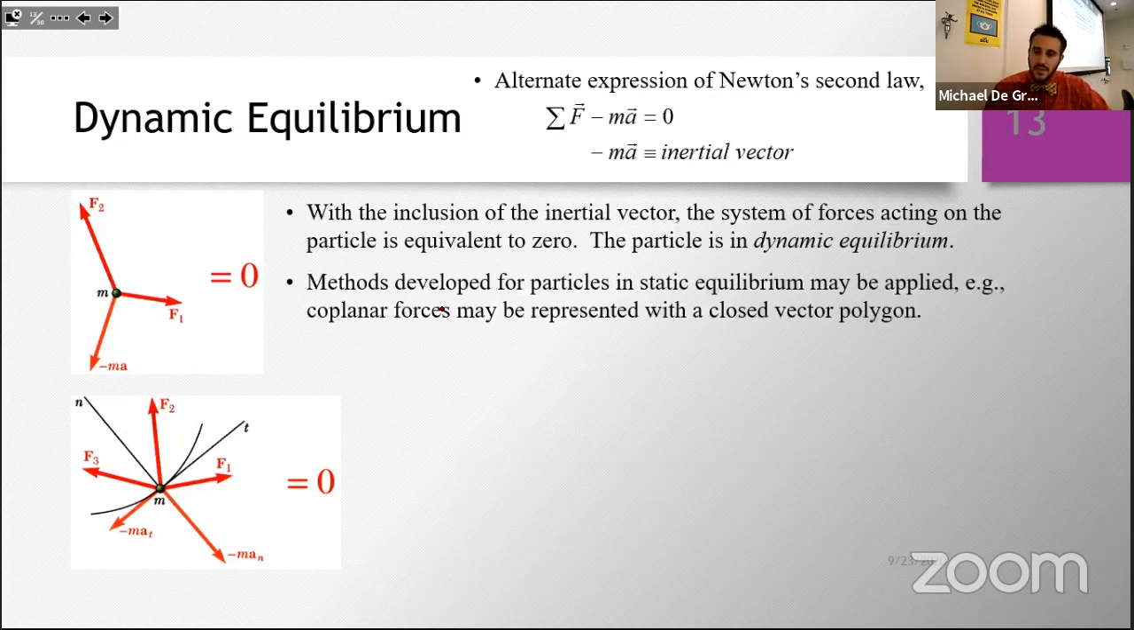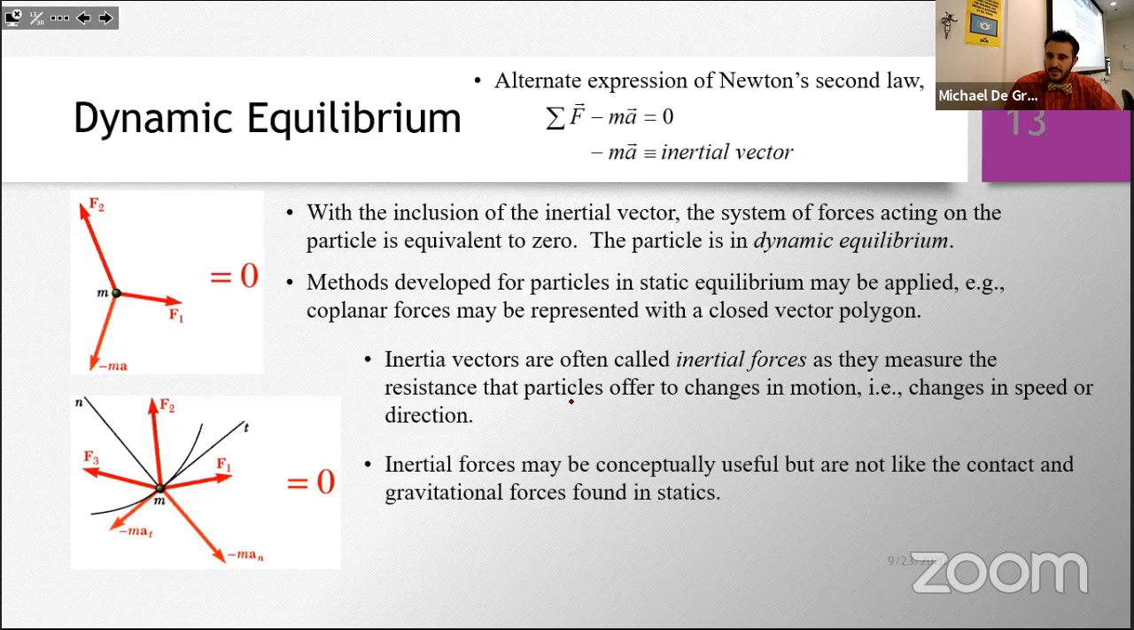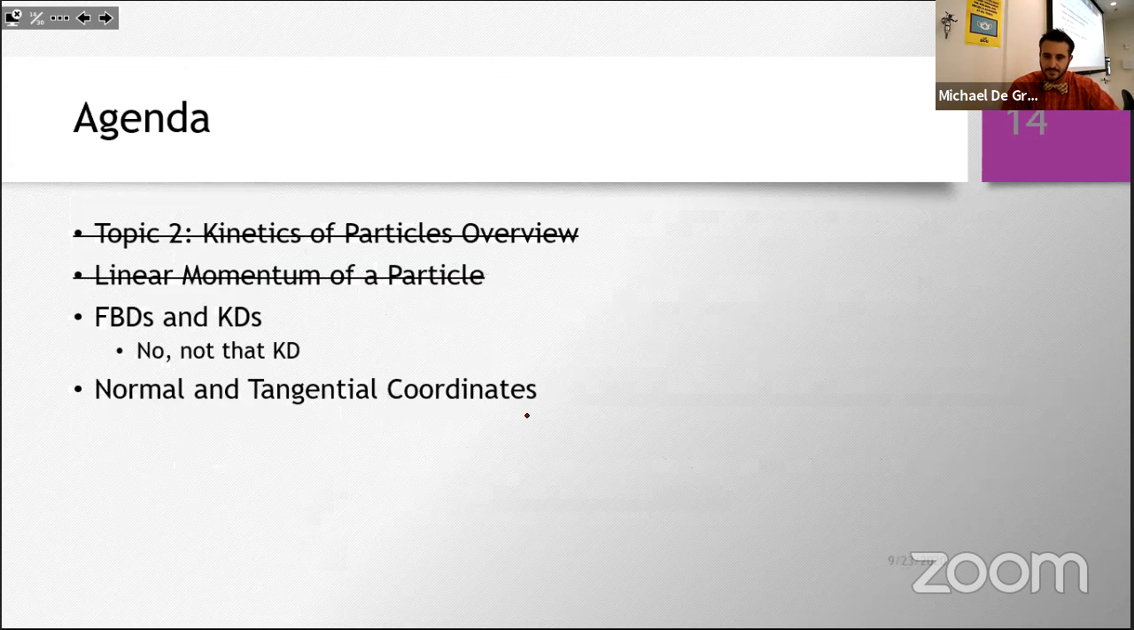that's really it, right? With the inclusion of the inertial vector, the system of forces acting on the particle is equivalent to 0. We don't really need to go through all this. Basically, if the sum of your forces minus mass times acceleration is equal to 0, then you're in dynamic equilibrium. That's what we need to know. Okay. All right. You guys have any questions so far?